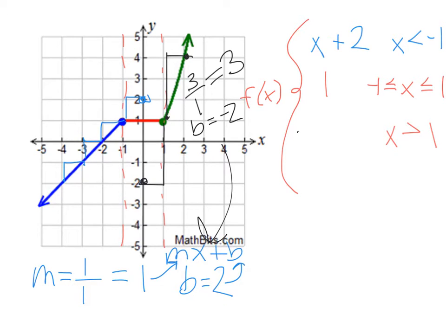So 3x minus 2. Plugging the 3 in for m, plugging -2 in for b. So that's how we get that. And that's the end of the function. I've written it all now. So you write each individual piece, and that's it. Domains first, equations second.